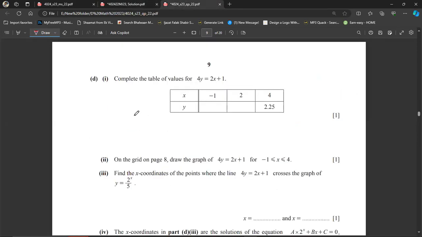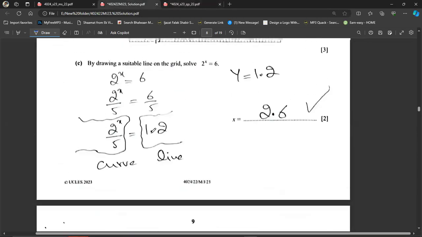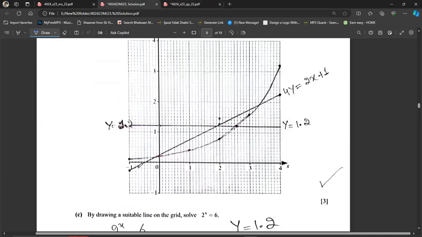Then the second part, he says on the grid, on page number 8, draw the graph of 4y equals 2x plus 1 for x values from minus 1 to 4. So I will plot these points on that grid, and you can see I have plotted them. One point was here, the other point is this, and one point is this. I plotted those 3 points, then I joined them with a straight line. So this is the graph which they are asking to draw, this straight line.